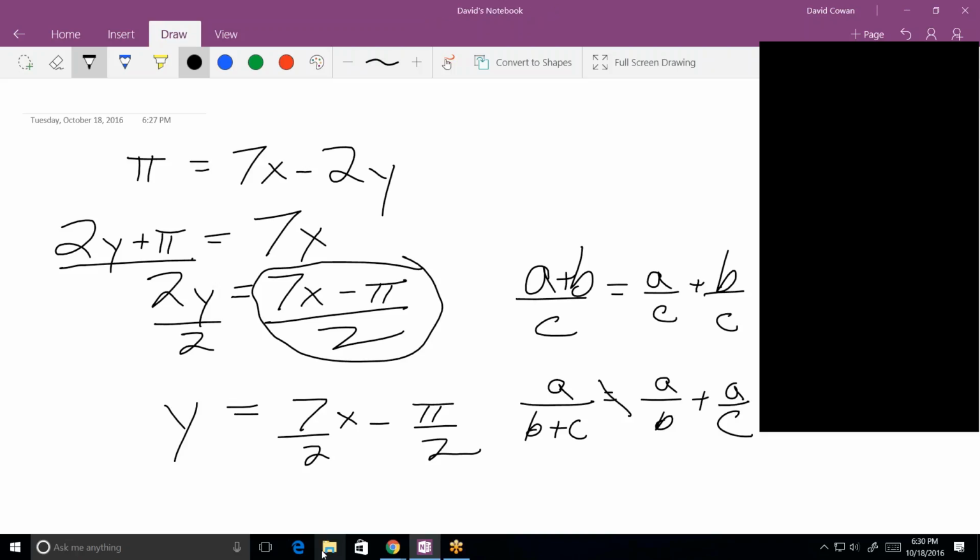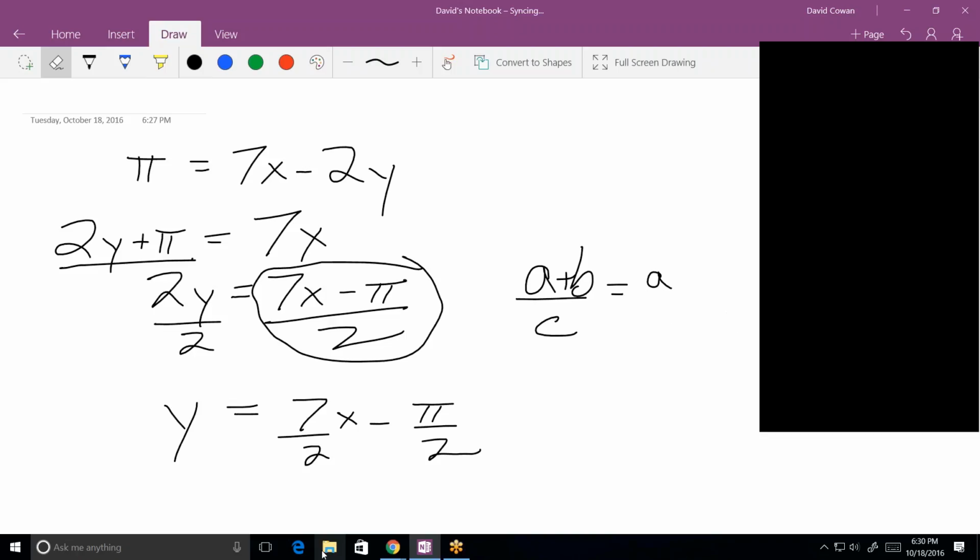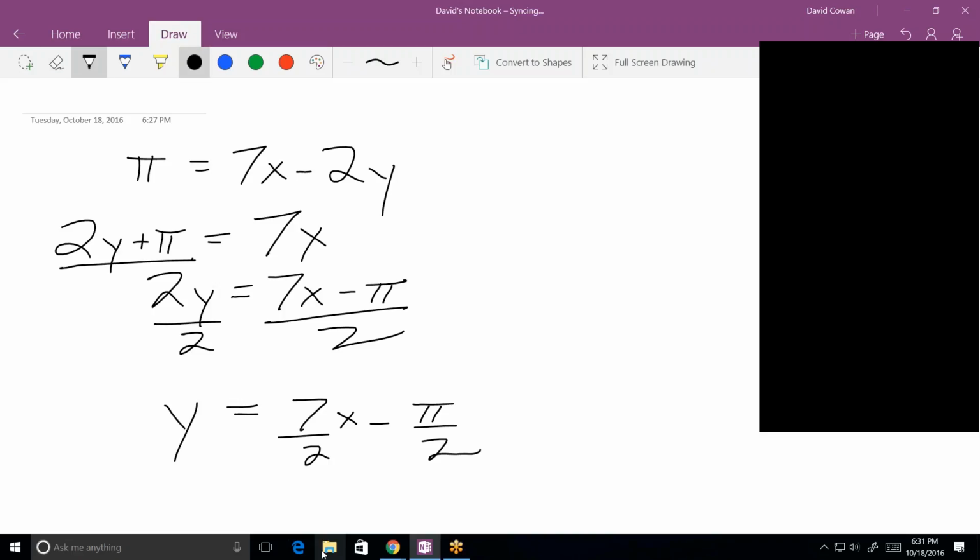See the difference? So the only time you can break it into two fractions is if the bottom is one term only. And it isn't necessarily right to break it into two fractions. There's nothing wrong with that as an answer. In other words, y equals 7x minus pi all divided by 2. That's fine for y. Or this, either one.